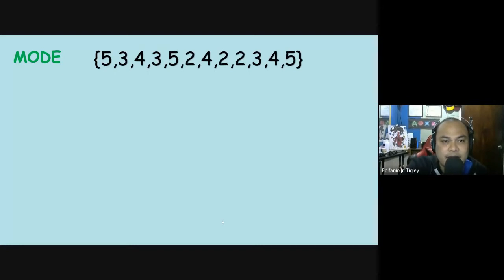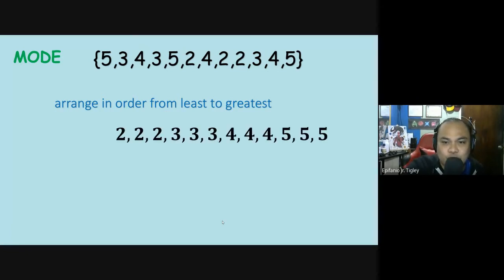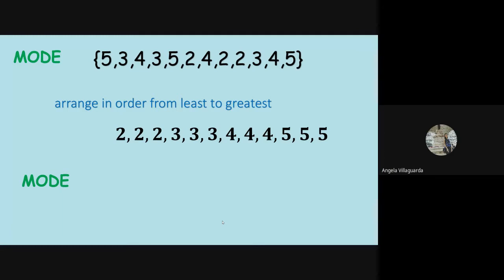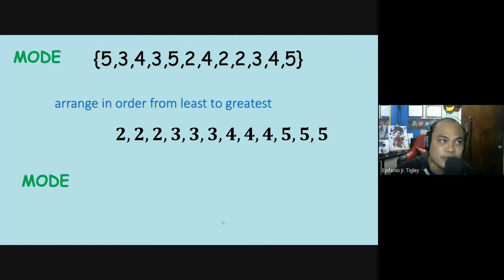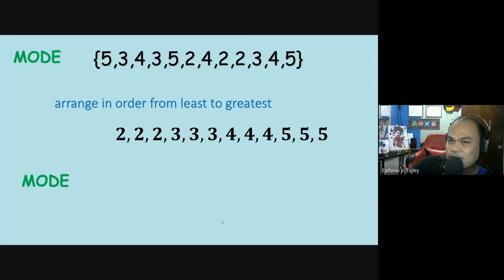Okay? Let's have another example. 5, 3, 4, 3, 5, 2, 4, 2, 2, 3, 4, 5. I'm gonna arrange this so we can see the repeating numbers: 2, 2, 2, 3, 3, 3, 4, 4, 4, 5, 5, 5. What is the mode now? 2, 3, 4, and 5. Will you agree with the answer 2, 3, 4, and 5? Yes, sir. What is the definition of the mode?